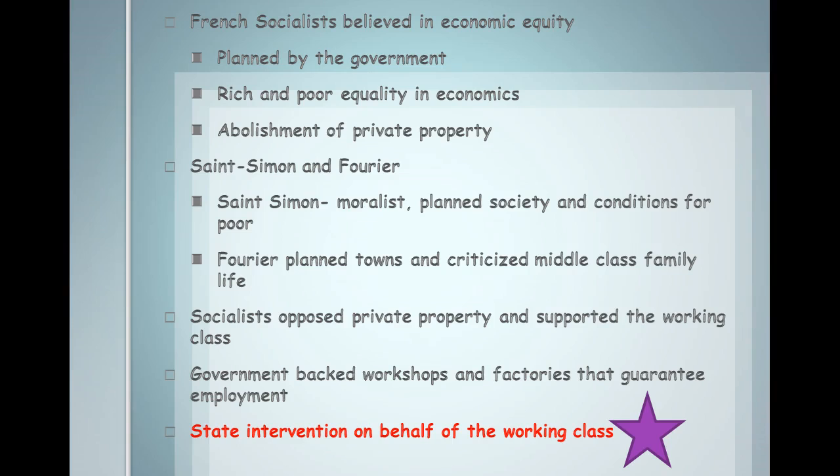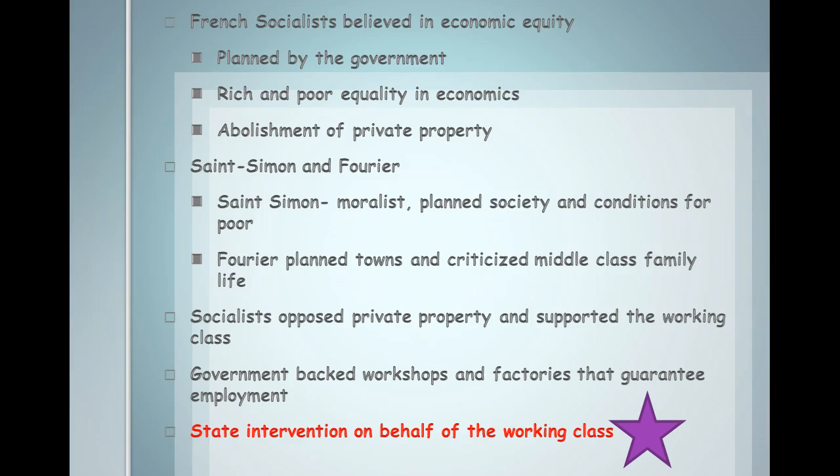So we saw a lot of this in the Manchester DBQ, where the socialists and the reformers were like, hey, there are some problems here, we need to fix them. The capitalists, if you're a true capitalist, aren't necessarily going to want to go along with that, spending that money to make a safer work environment. So we've got government-backed workshops and factories that guarantee employment, and this is how we kind of merge and ease on into a little bit of communism here.